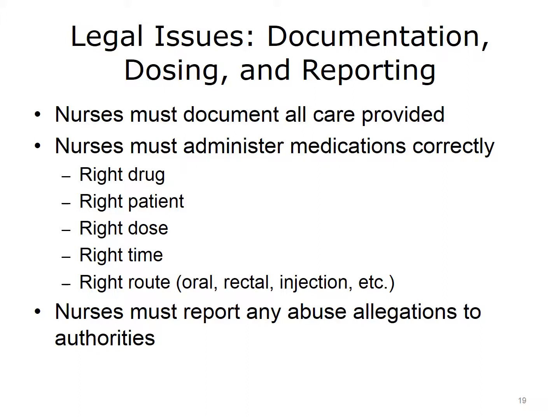Nurses are expected to give the right drug to the right patient at the right dose, at the right time, and by the right route. If a patient shares that he or she or that someone else was abused, nurses are legally obligated to report this information to the appropriate authorities. For example, a patient might make an allegation of domestic abuse, child abuse, or sexual abuse.